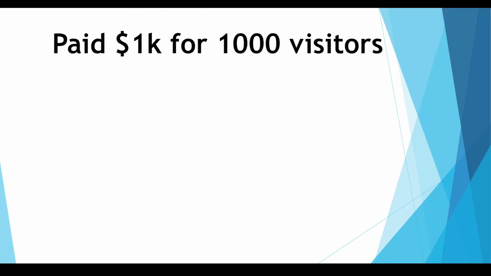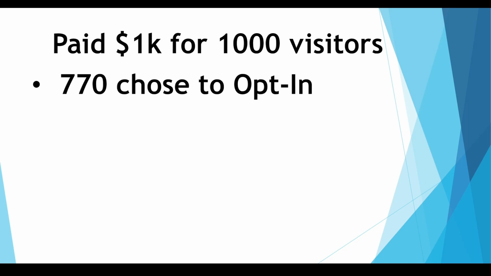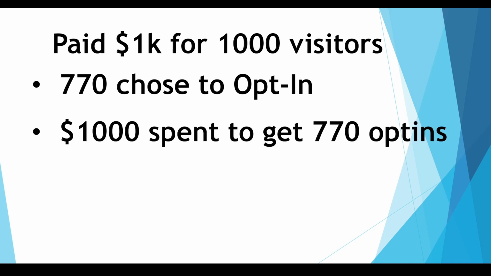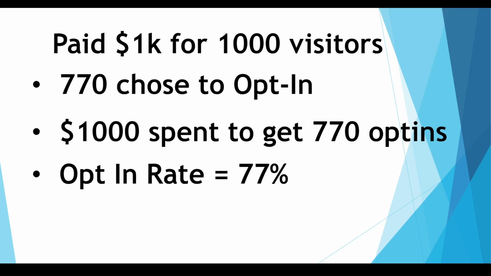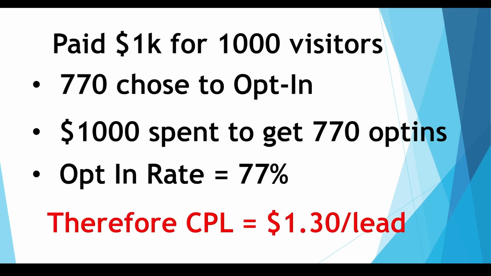So if we look at the previous examples to clarify the cost per lead, looking at the first example, you paid $1,000 for 1,000 visitors. You obtained 770 opt-ins or 770 leads from those 1,000 visitors. So it's $1,000 spent to get 770 opt-ins, where the opt-in rate is 77%. So your cost per lead for those 770 opt-ins is $1.30 per lead. So for each of those 770 leads that you got from the $1,000 that you spent, it costs you $1.30 per lead.